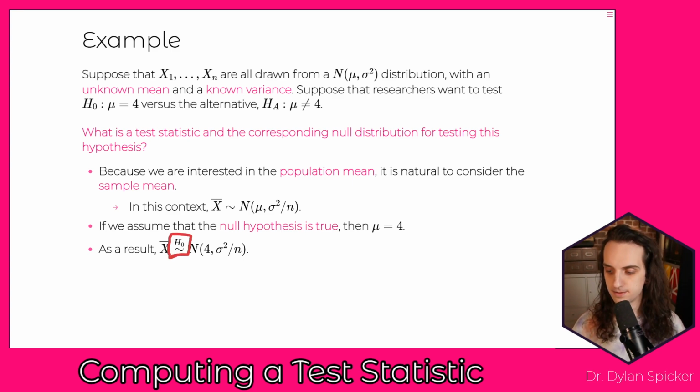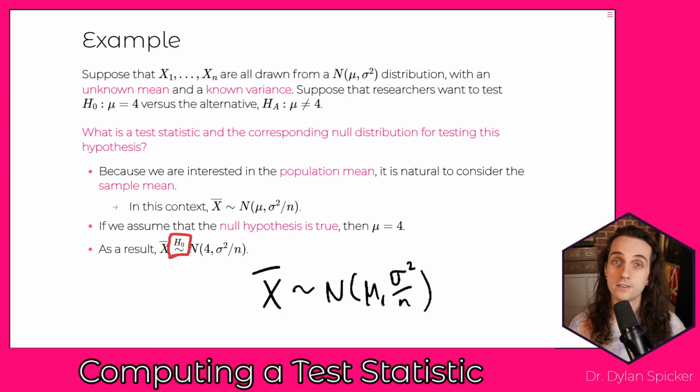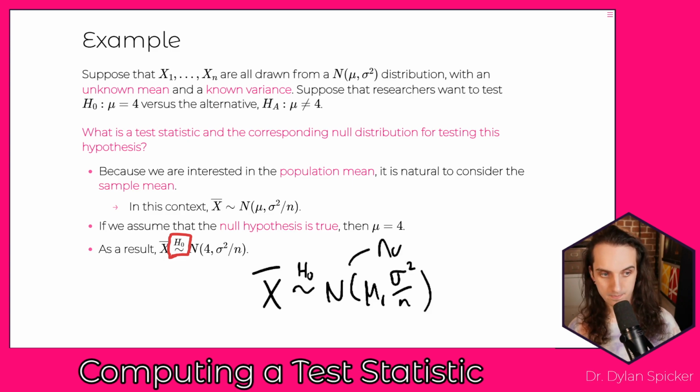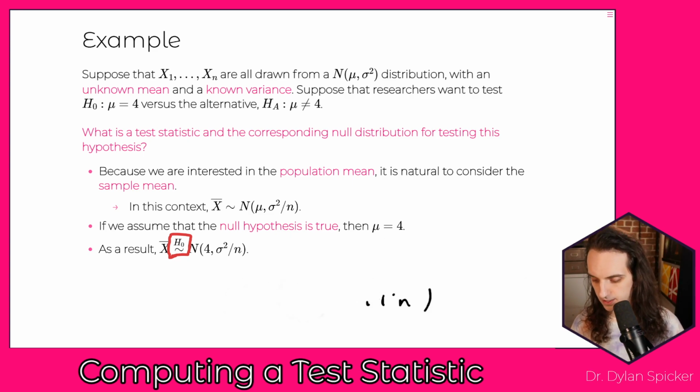Now it's worth highlighting the notation we have right here. The tilde symbol actually means "distributed as." So if we write x bar tilde normal, this means that x bar follows a normal distribution with a mean of mu and a variance of sigma squared over n. If we write a little H0 above the tilde sign, then this specifies that this is the null distribution. You read that as: under the null hypothesis, x bar has some particular distribution.